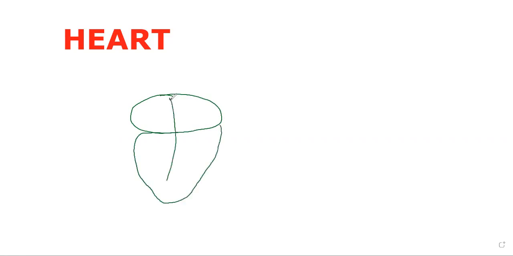Okay. Heart anatomy. Let me start here. The heart has four chambers. With the help of diagrams, we are going to try to learn everything about the heart. There are four chambers in the heart: right atria, left atria, right ventricle and left ventricle.